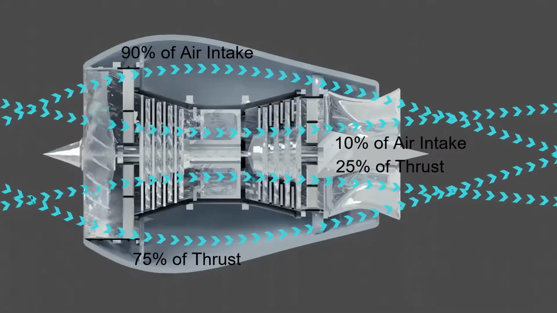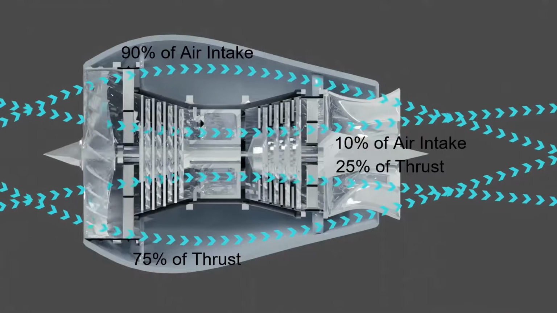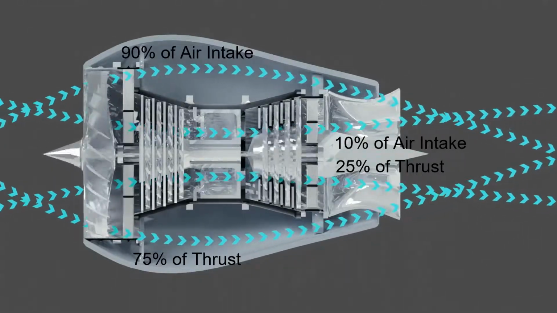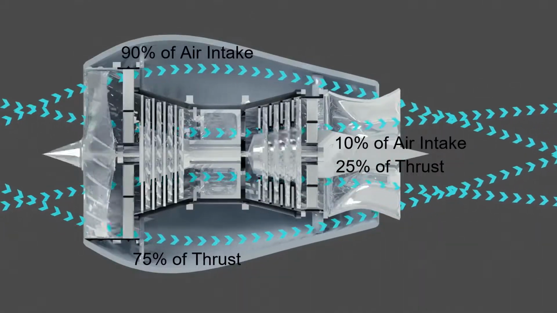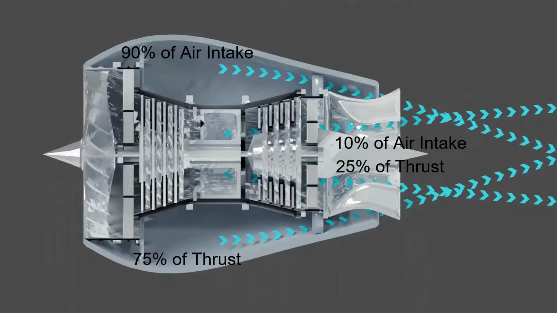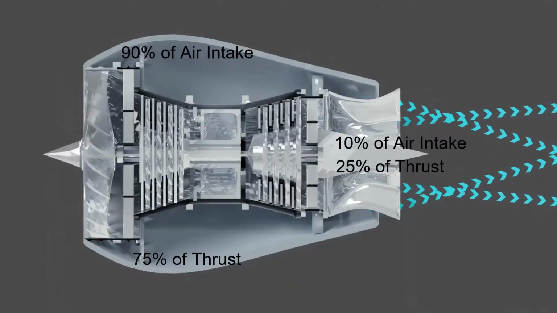The remaining 10% of air is accelerated through the core into the turbine, where the energy from an ignited and compressed air-fuel mixture is extracted by the turbine. The turbine then converts this into torque that is transferred through the shaft to drive the fan.